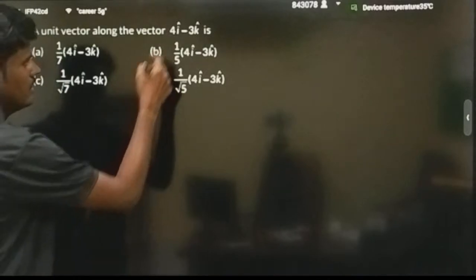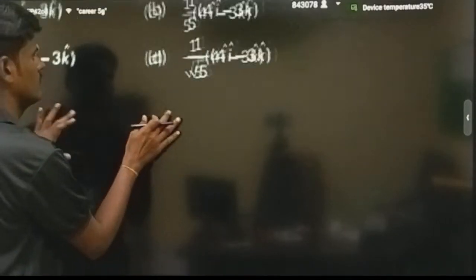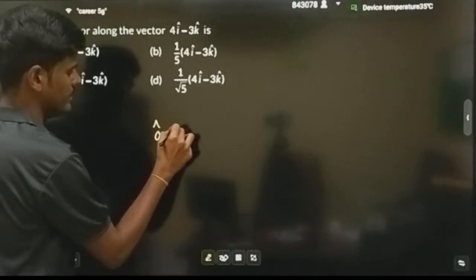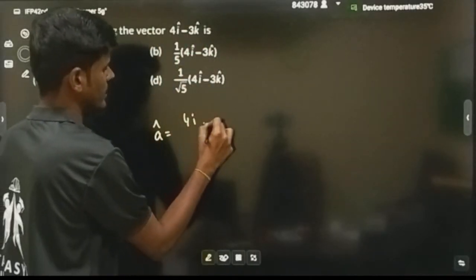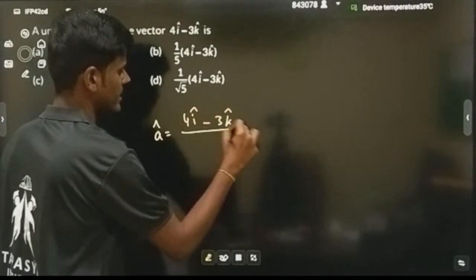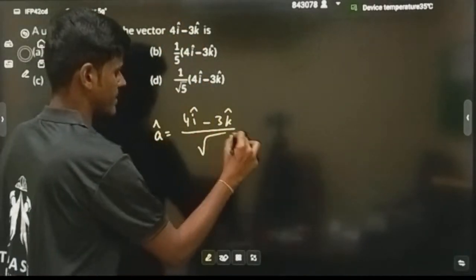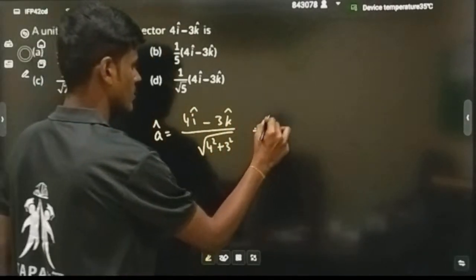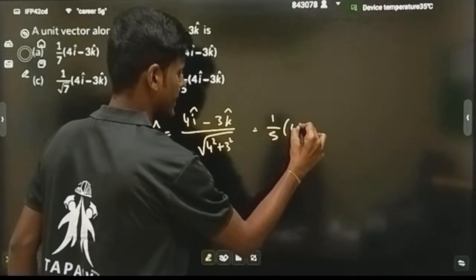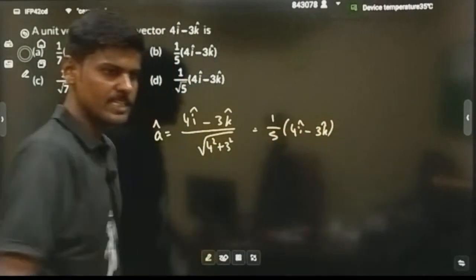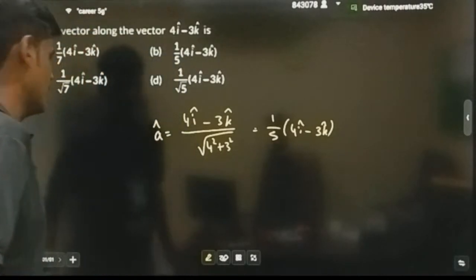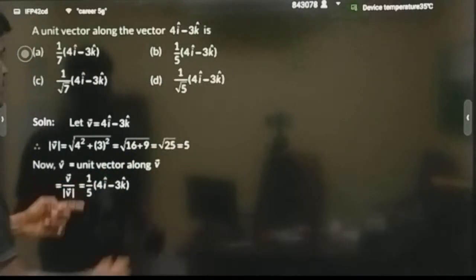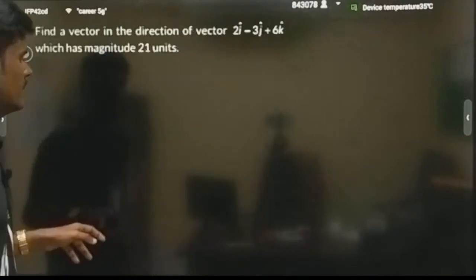Now what is the formula here? We need to calculate A cap, that is A vector, 4i minus 3k, divided by the magnitude of this vector, which is the square root of 4 square plus 3 square, which is nothing but 5. So the answer is 1 by 5 times 4i minus 3k. That is it. Easy. So what is the option? 1 by 5 times 4i minus 3k. Easy question. So the answer is option B.